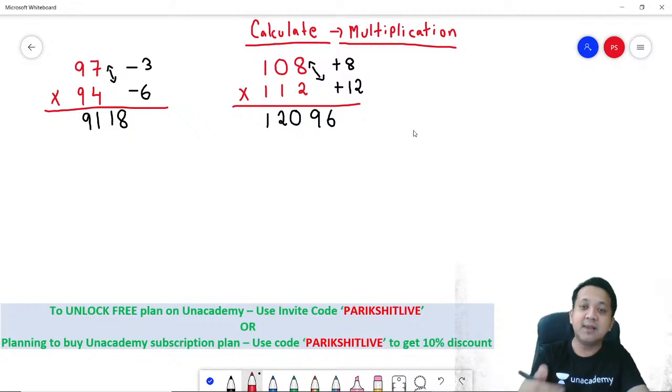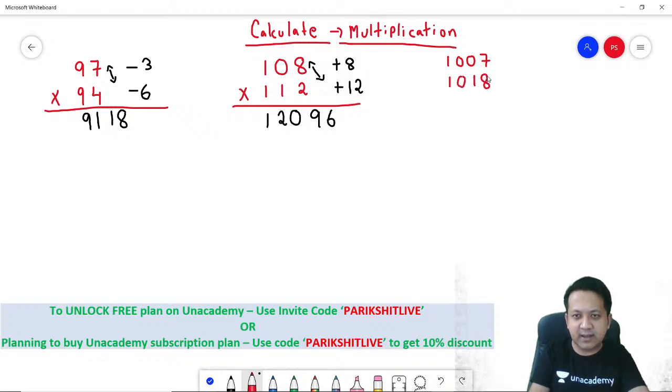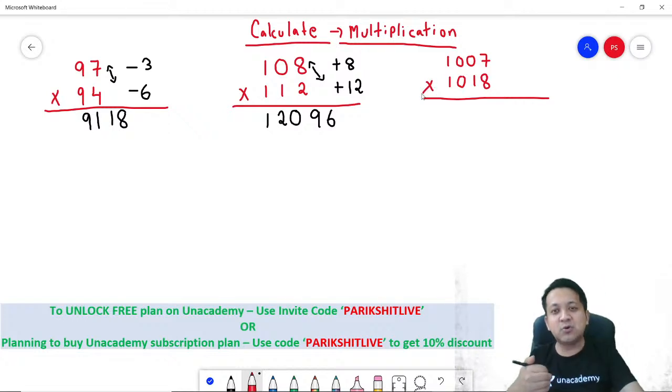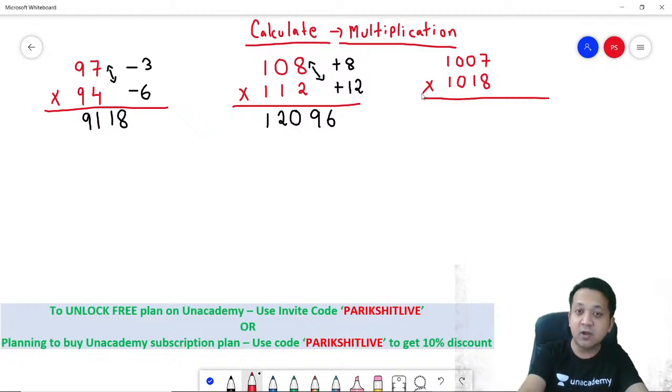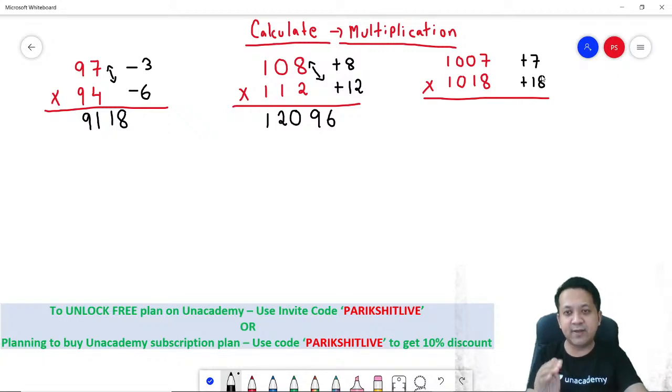Let's take another number. 1007 into 1018. This is what you need to multiply. So think about it. You always take the difference either from 100 or from 1000, whichever is nearer. In this case, 1000 is nearer. So take down the difference from 1000. What's the difference from 1000? 7. So here plus 7, here plus 18. So step 1, take the difference from 1000.